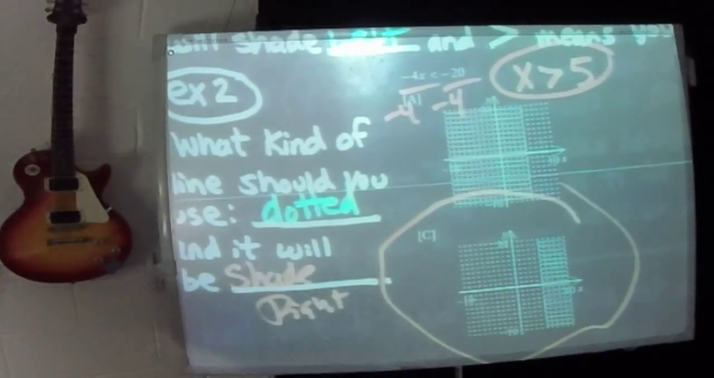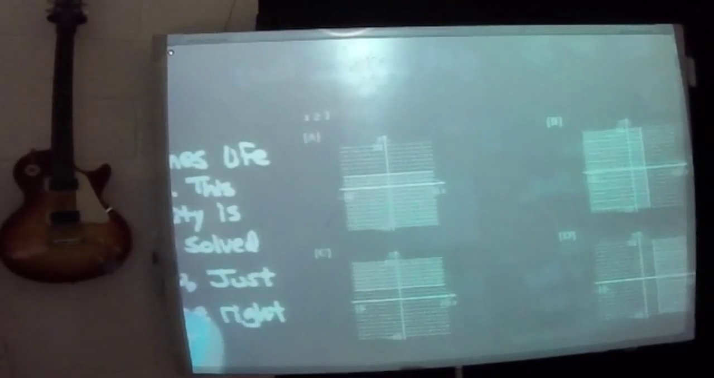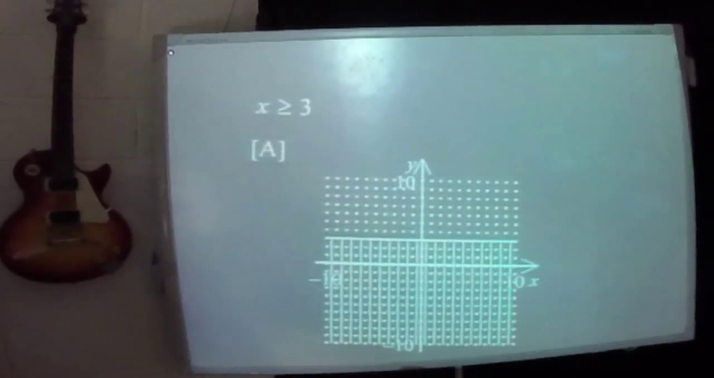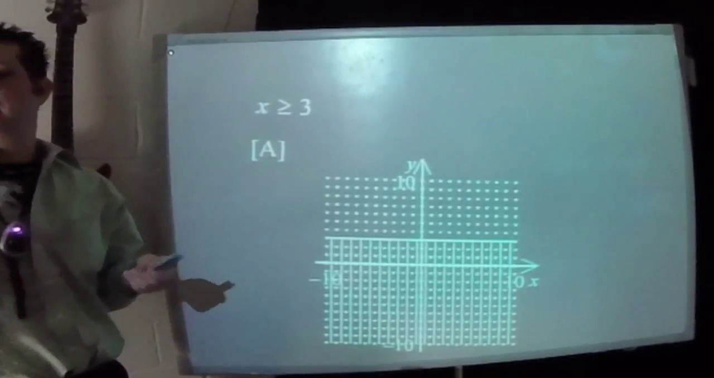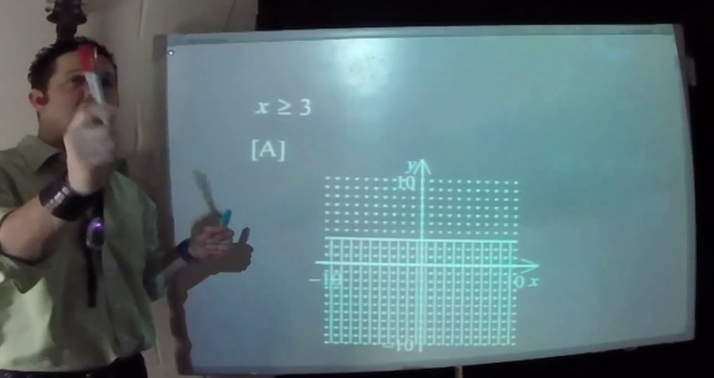Shade right. This last one's ridiculous because it's already done for you. Now, don't get ahead of yourself. First, I want to just ask, what letter does this one have right here? This is just X. So that means what kind of line? Vertical or horizontal? Just X means vertical.